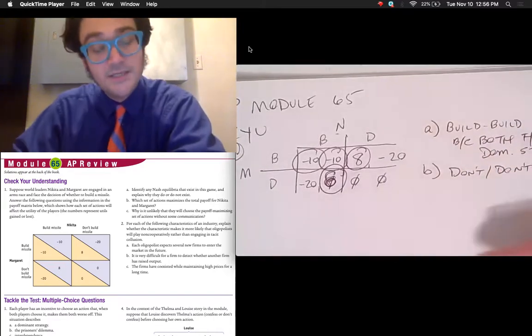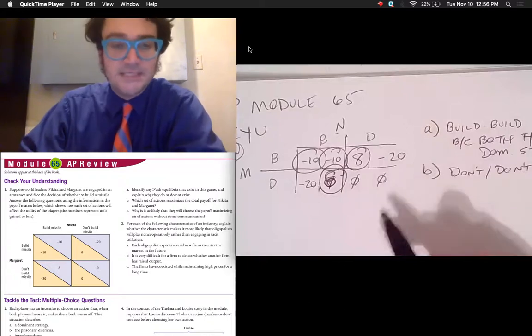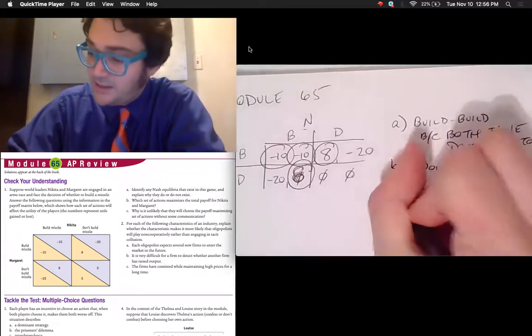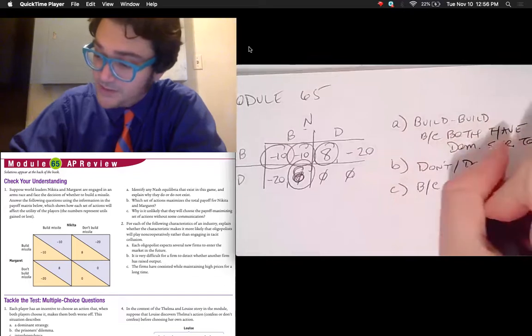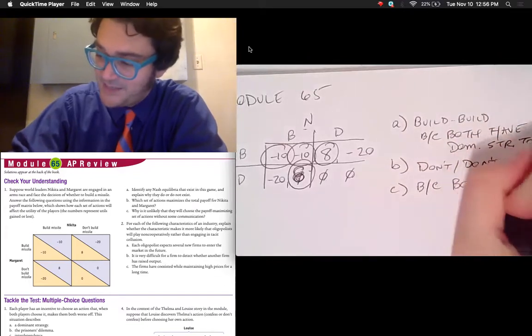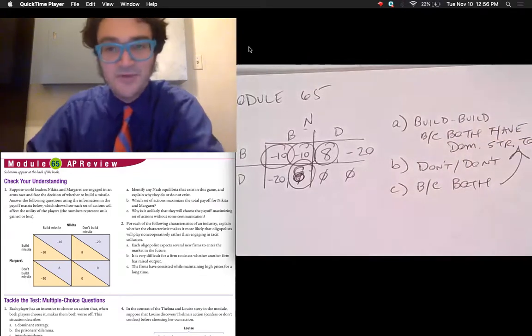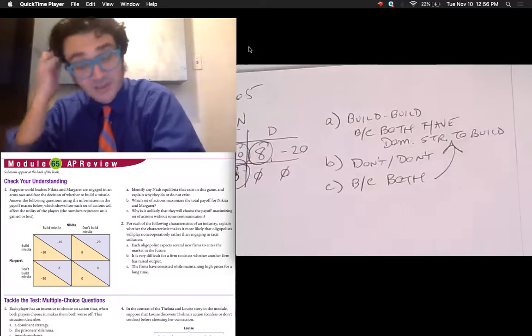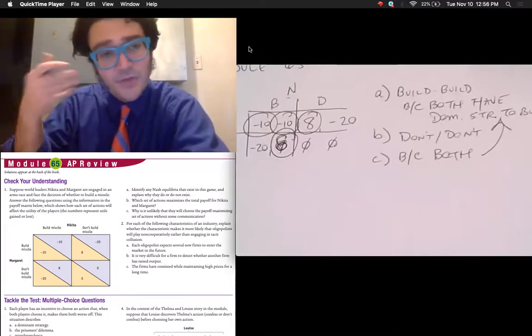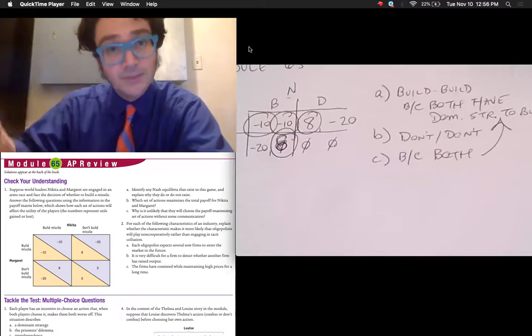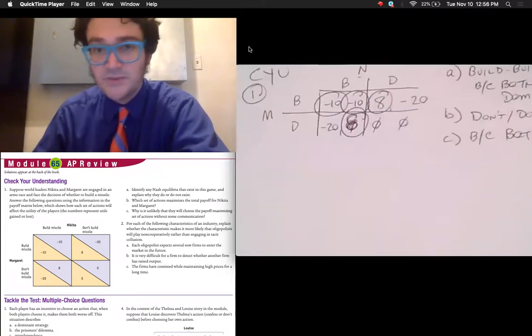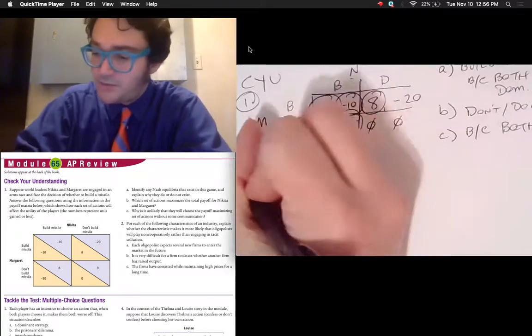And why is it unlikely that they will choose the payoff maximizing set of actions without some communication? Because they both have a dominant strategy. They both have a dominant strategy to build the missiles. And that's actually another thing that game theory is used for: modeling political science and decision-making about those sorts of things. Let's take a look at number 2.